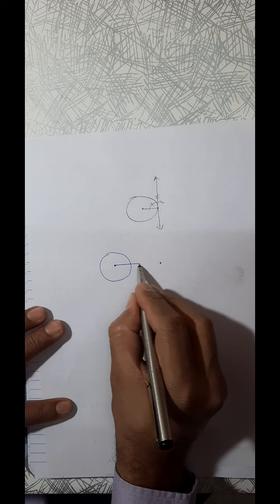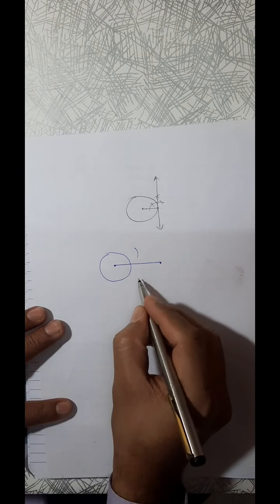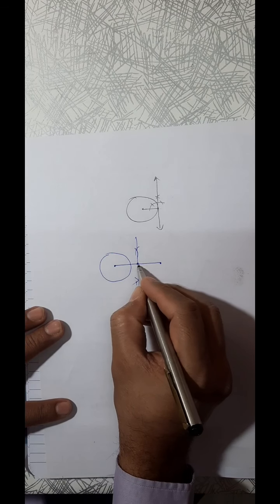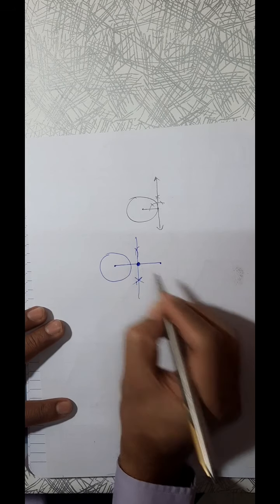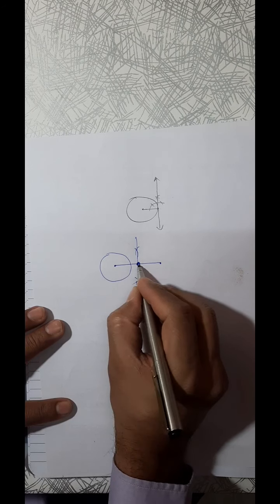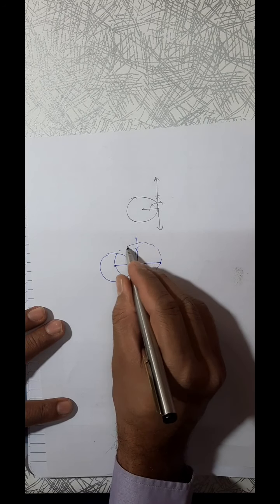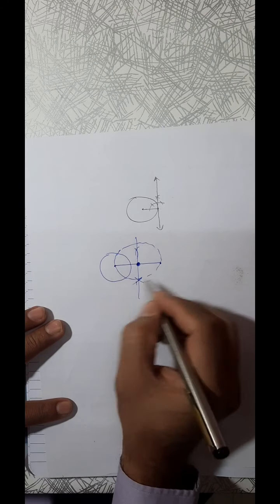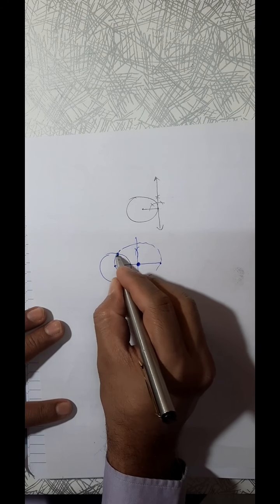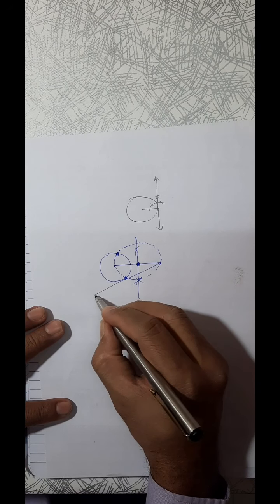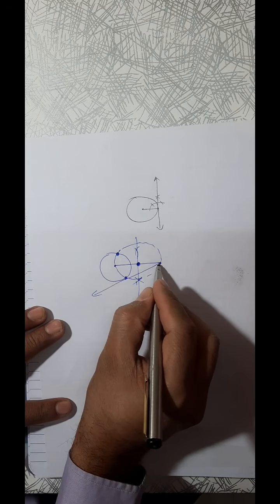Now the second step is joining it. Then draw the perpendicular bisector of this line segment. That means the center. Now with this midpoint as a center, draw a new circle, a new dotted circle. Dotted circle just for showing the difference. The meeting point of this dotted circle and the original circle is going to be the point of contact.